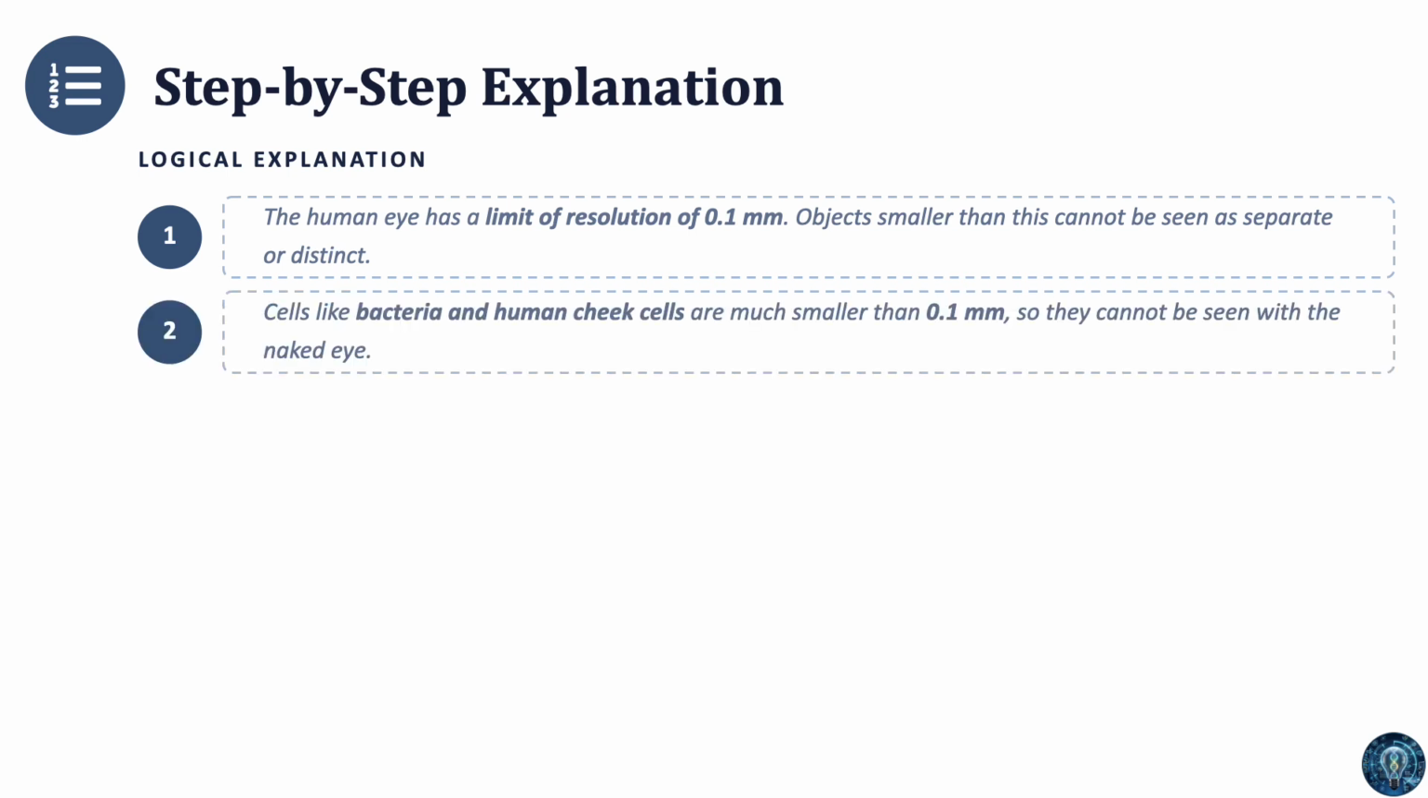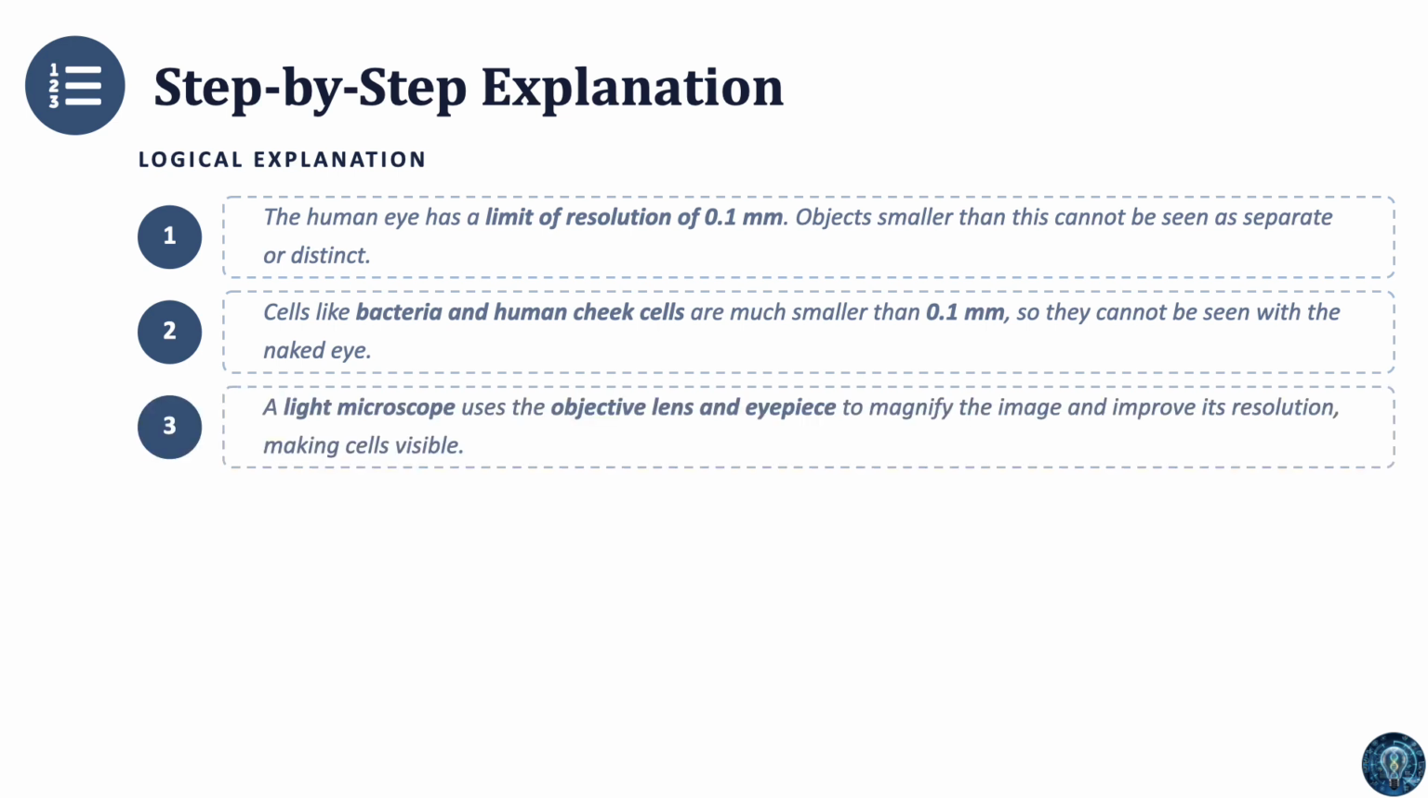Now think about cells like bacteria or human cheek cells. They are much smaller than 0.1 millimeters. Since they are below our eye's limit of resolution, we simply cannot see them with the naked eye. So, how do scientists solve this problem? They use a light microscope. It contains two sets of lenses, the objective lens and the eyepiece. These lenses magnify the tiny object and improve the clarity of the image, making cells visible.